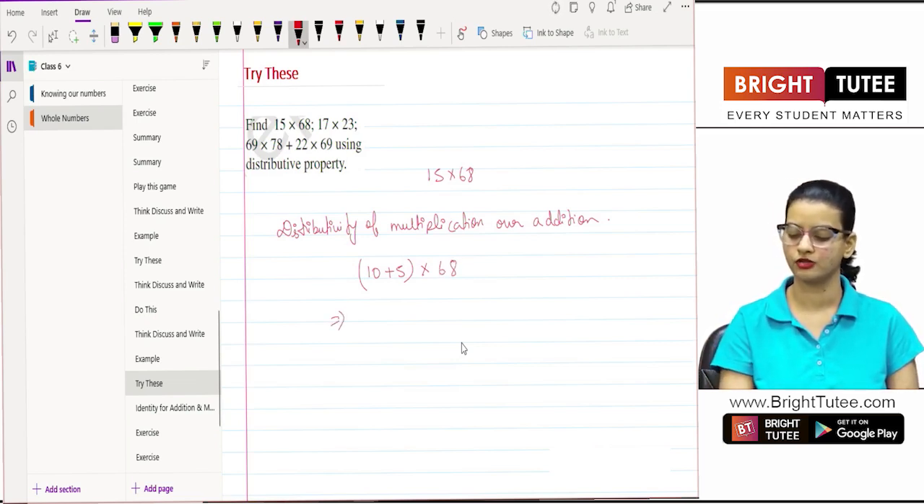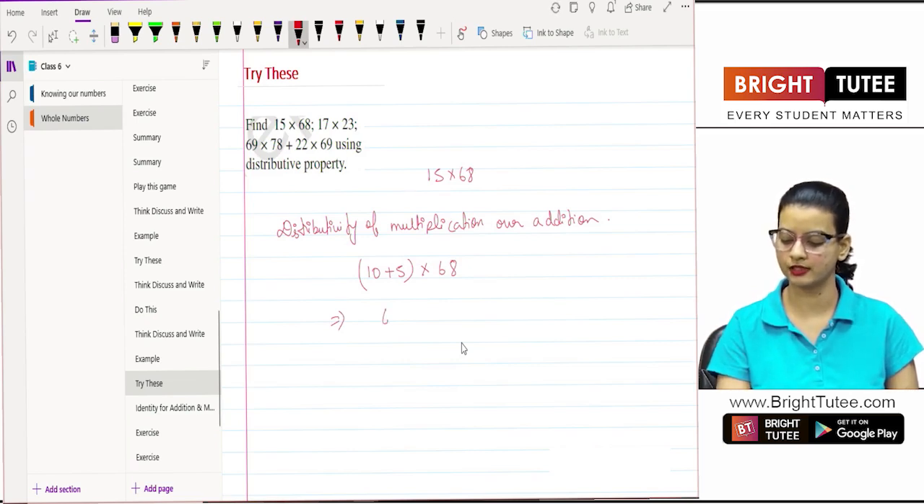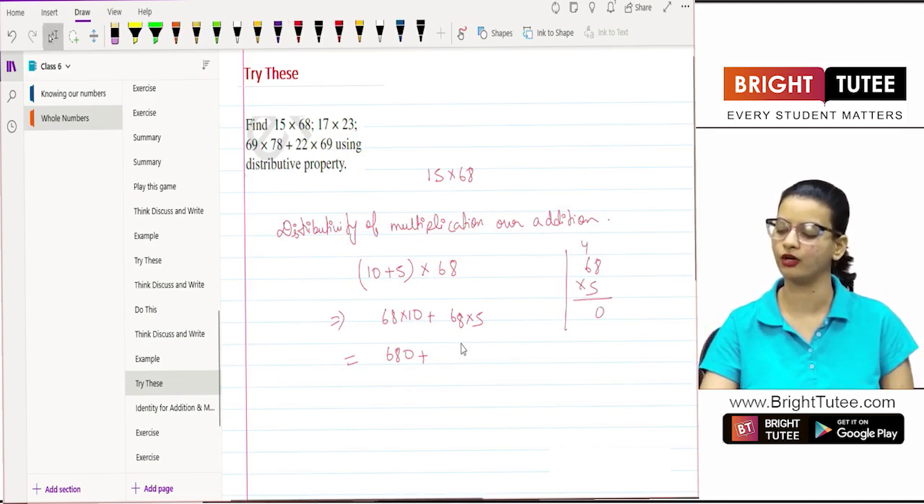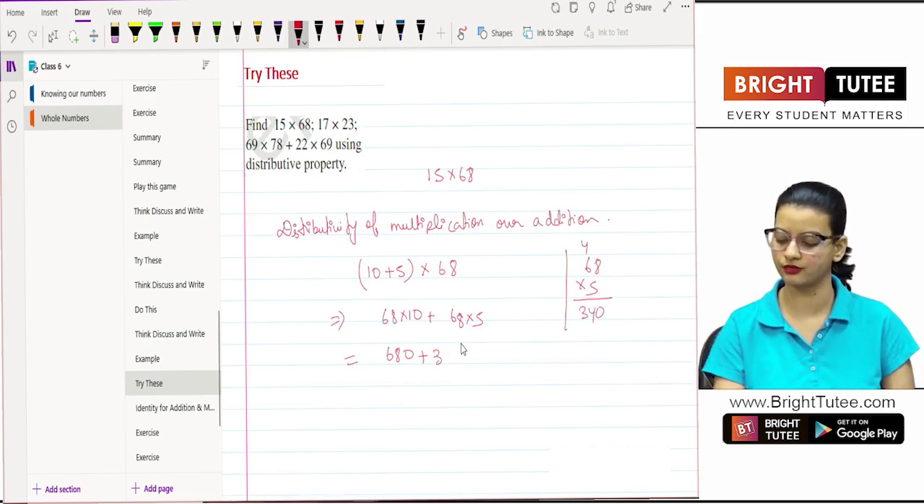Okay, so we have got 68 into 10 plus 68 into 5, right? So we have got 680 plus, we can easily calculate 68 into 5. Let's do that. So 5 into 8 is 40, so 0 carry over 4. Now 5 into 6 is 30 and 30 plus 4 is 34. So we add 340 to this.